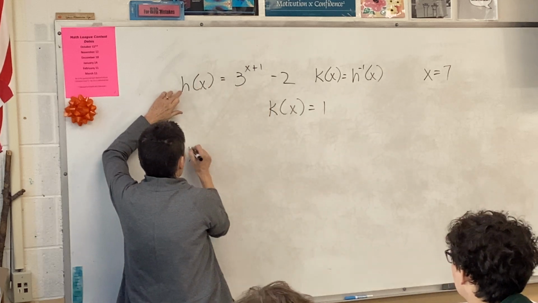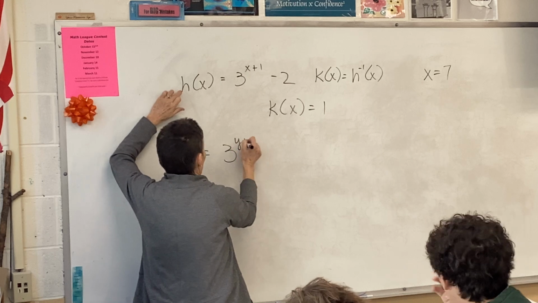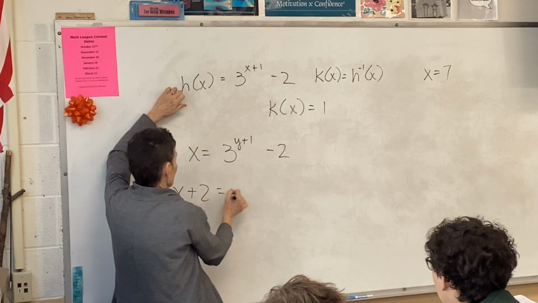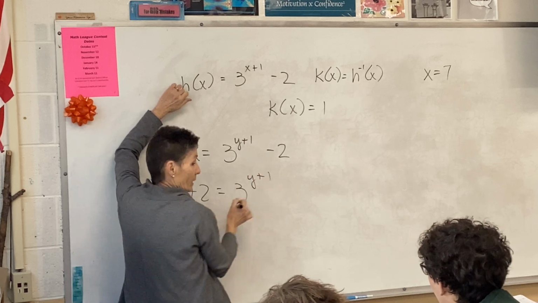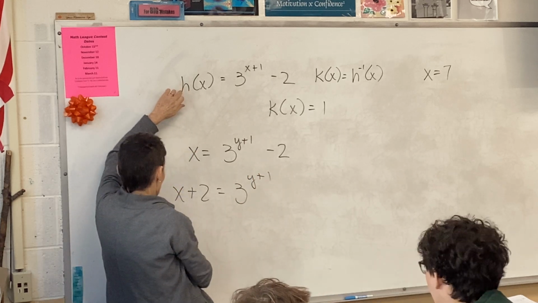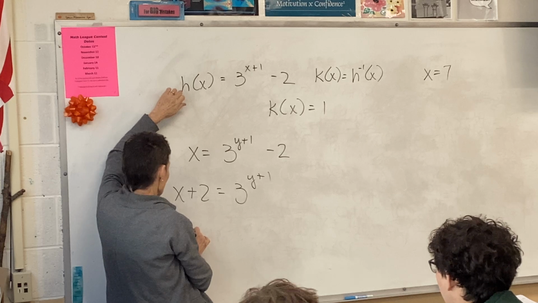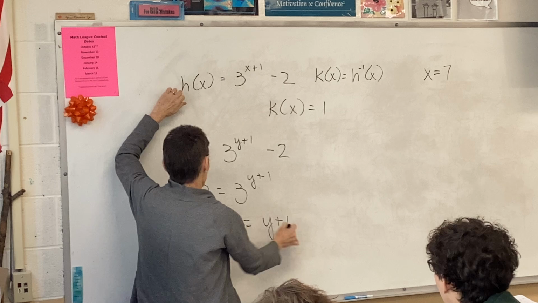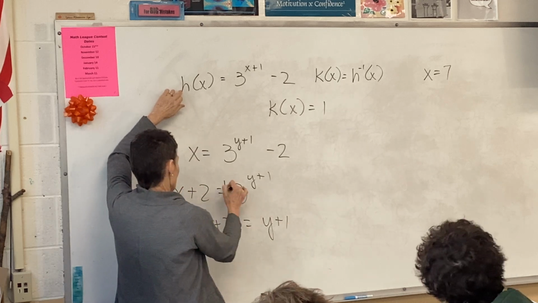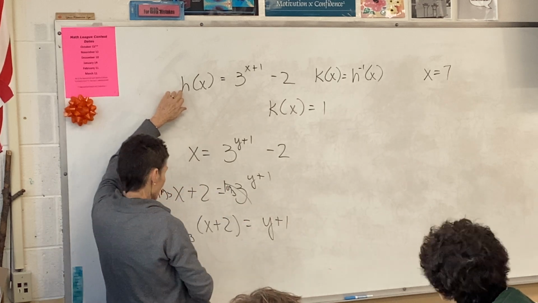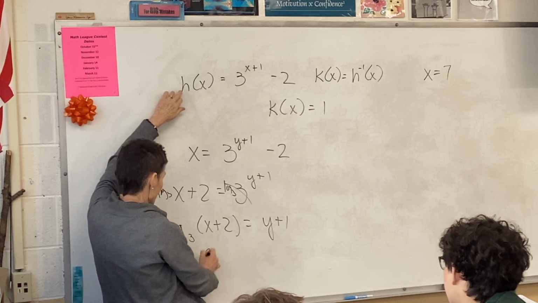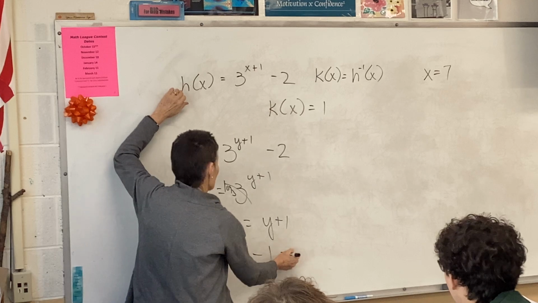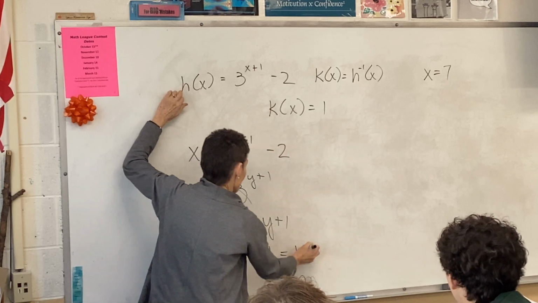Yes. So x equals 3 to the y plus 1 minus 2. So x plus 2 equals 3 to the y plus 1. And then I logged both sides. Did you use base 3? I did. x plus 2 equals y plus 1, because when you use base 3, that cancels. So log base 3 of x plus 2, minus 1, equals your inverse k of x.